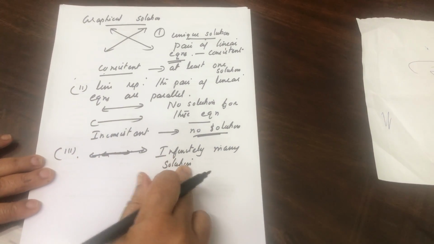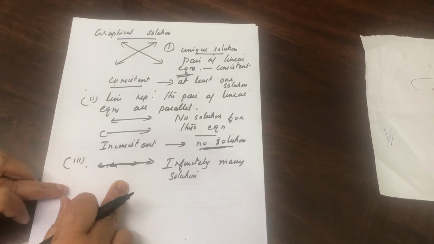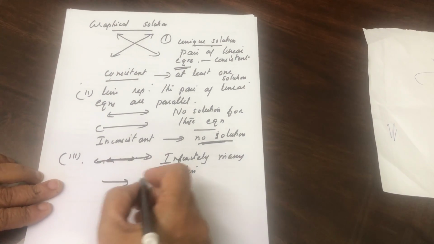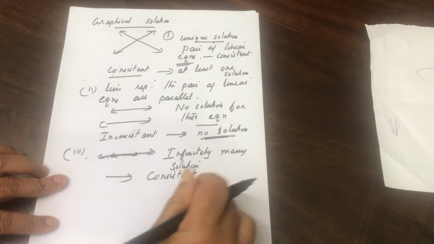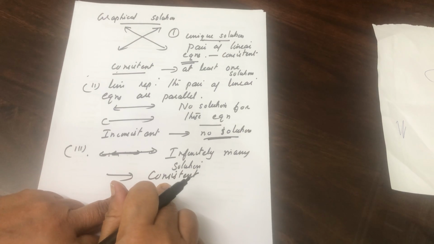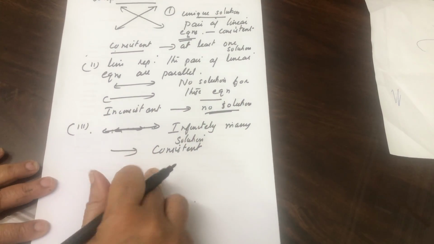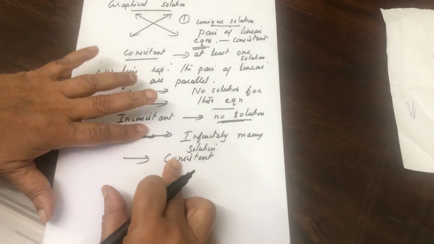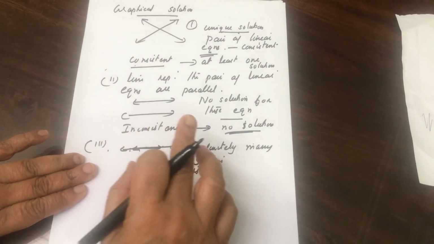Therefore, as I told you, consistent means at least one solution. Here there are infinitely many solutions. Therefore, they are also called a consistent pair of equations. So, these equations are said to be dependent, meaning infinitely many solutions are there. Actually, these equations are equivalent equations.